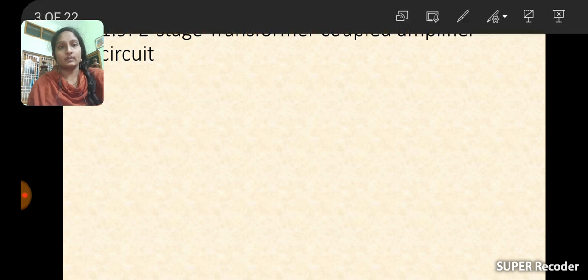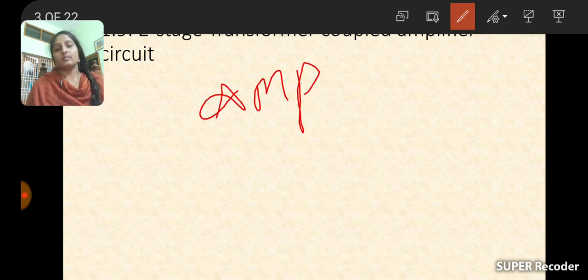topics. While coming to the previous class topics, our first topic is amplifier. So what is meant by amplifier? It is a device which is used to increase the strength of a weak signal, and that is called an amplifier.